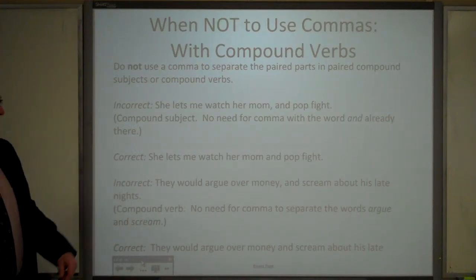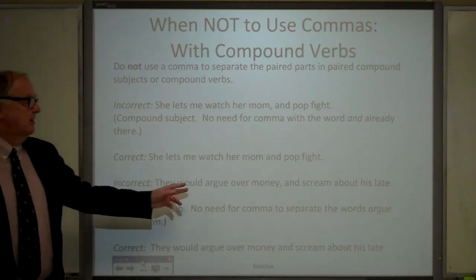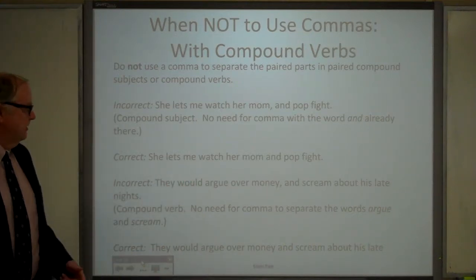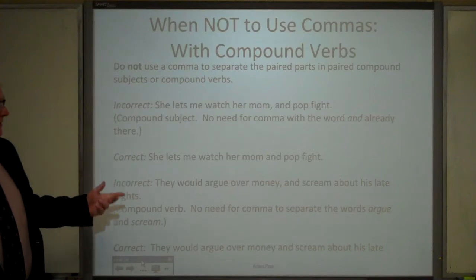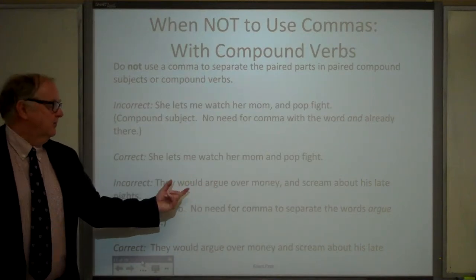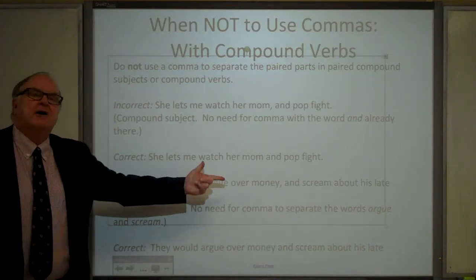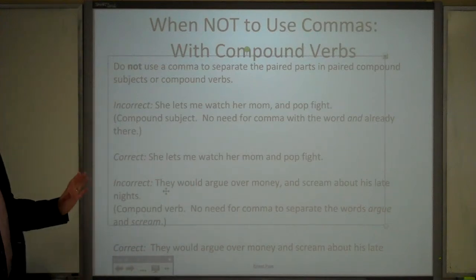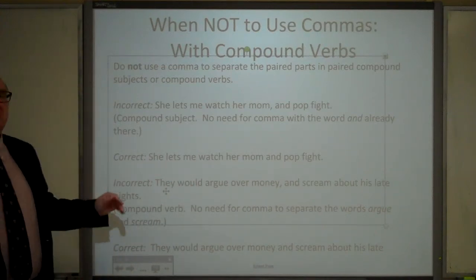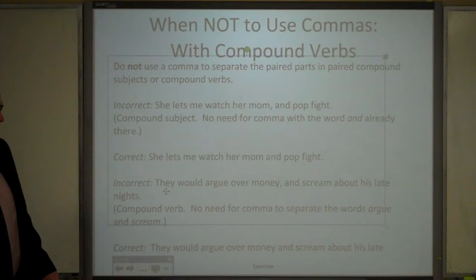And the same if it was a compound verb. They would argue over money and scream about his late nights. And again, single subject, compound verb. It's not a compound sentence, so you don't need the comma.